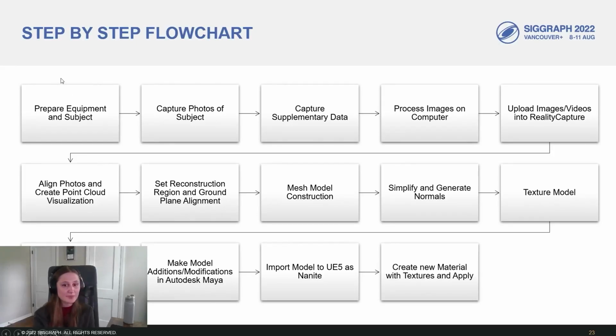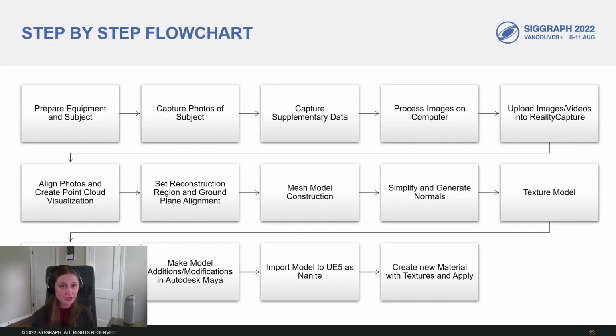So here's a step-by-step flow chart of the photogrammetry process with Reality Capture. You need to prepare your equipment and subject. This is important to making sure that you have everything consistent and ready to go when the shoot comes. Capture photos of your subject. Capture any supplementary videos or other data. Process your images on a computer. Upload the images into Reality Capture. Align the photos to create a point cloud visualization. Set the reconstruction region and ground plane alignment.